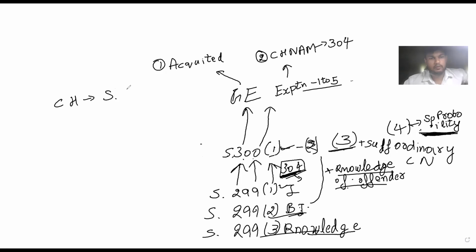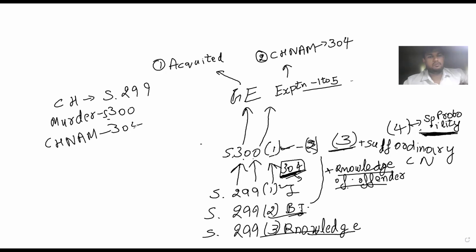So this was about culpable homicide. If anyone has any doubts, kindly ask me. Otherwise, we will wind up the session. This was culpable homicide. Then we discussed murder. Then culpable homicide not amounting to murder, 304.